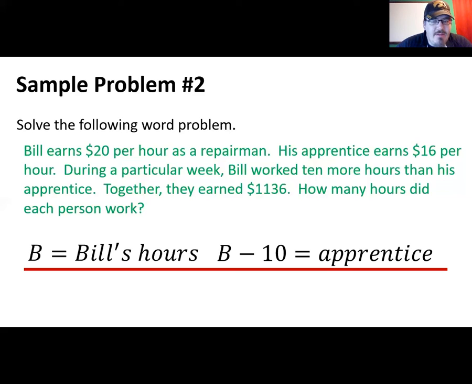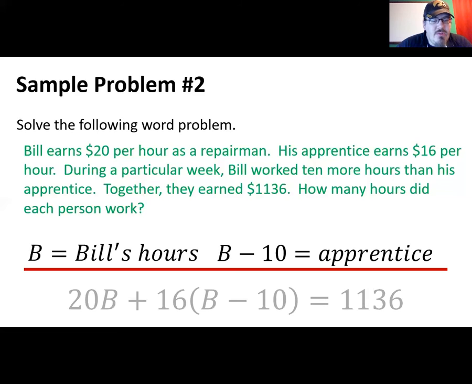Now the next step is to come up with what our equation is. And again, this is an hourly wage type of problem. So if you want to figure out the total amount that somebody earns, you multiply the hourly wage times the number of hours. So here's the equation, kind of similar to the last example problem in terms of the approach. 20 times B, Bill makes $20 an hour. So 20 times B would tell you how much Bill earns during the week.